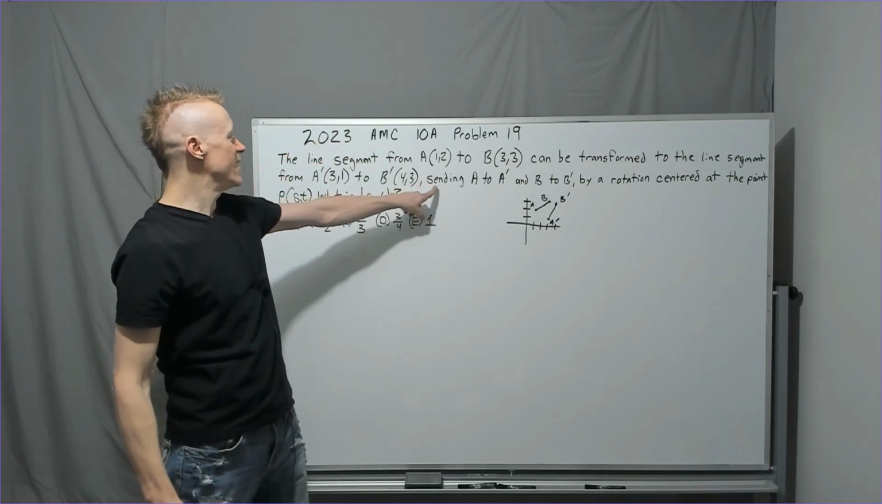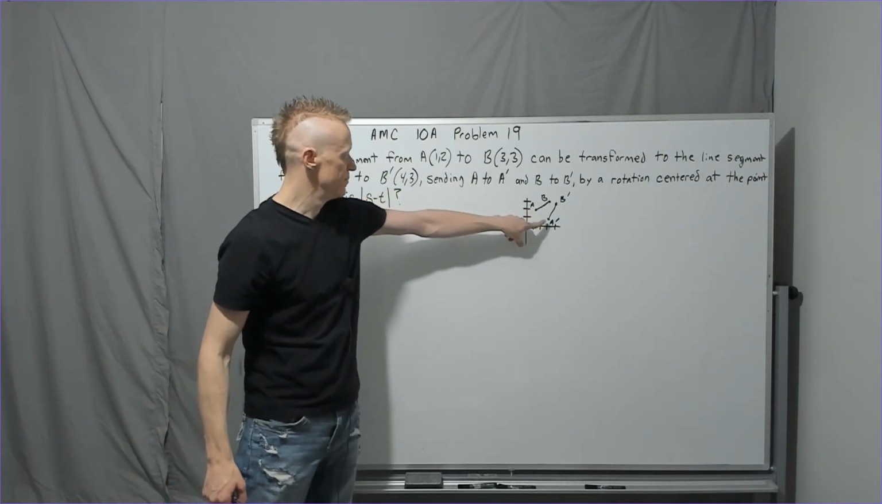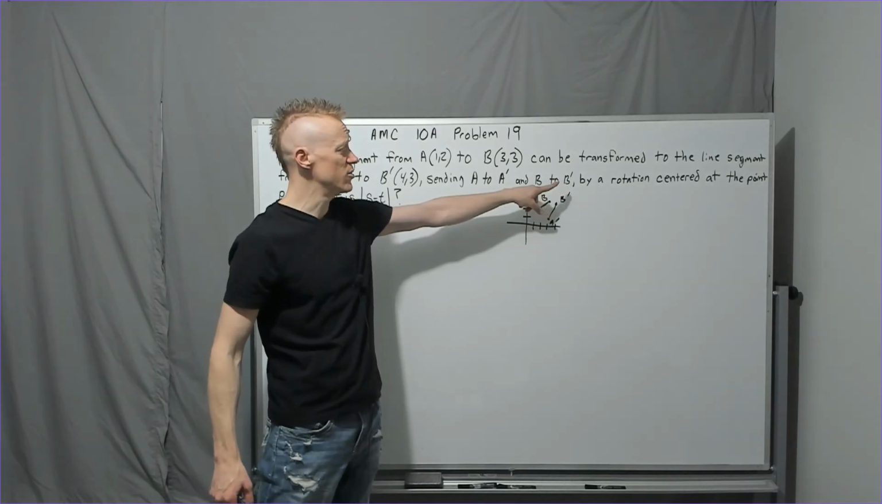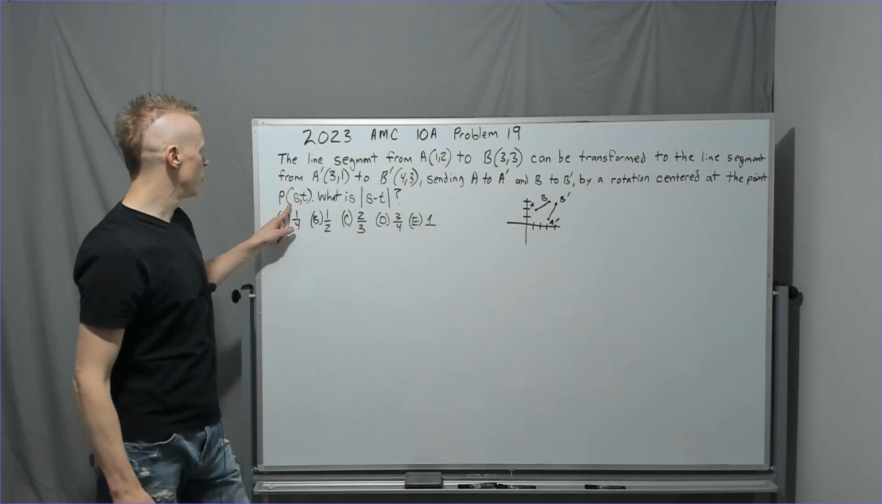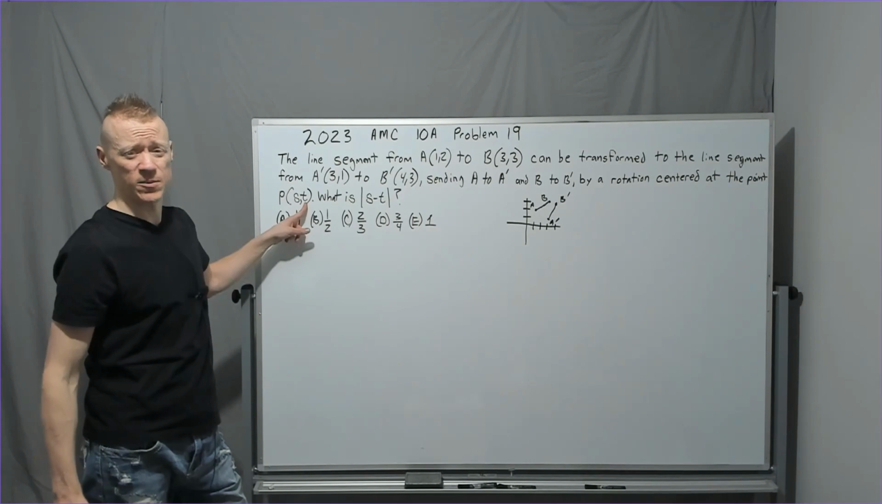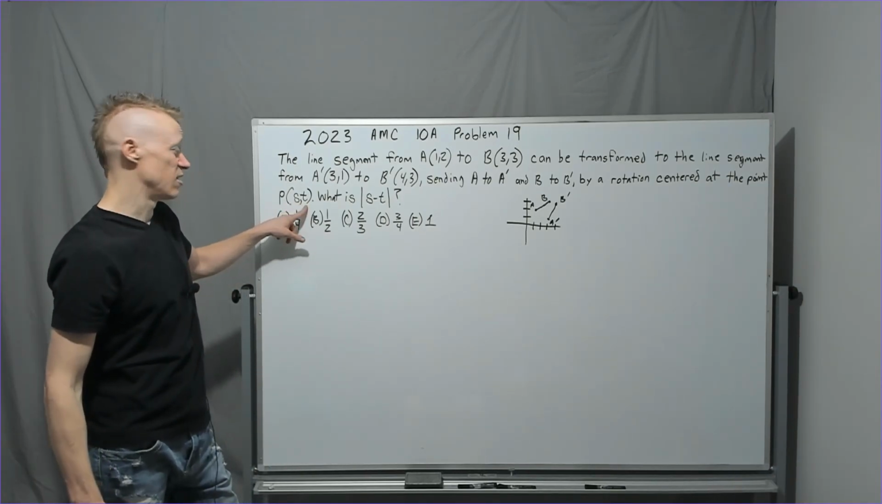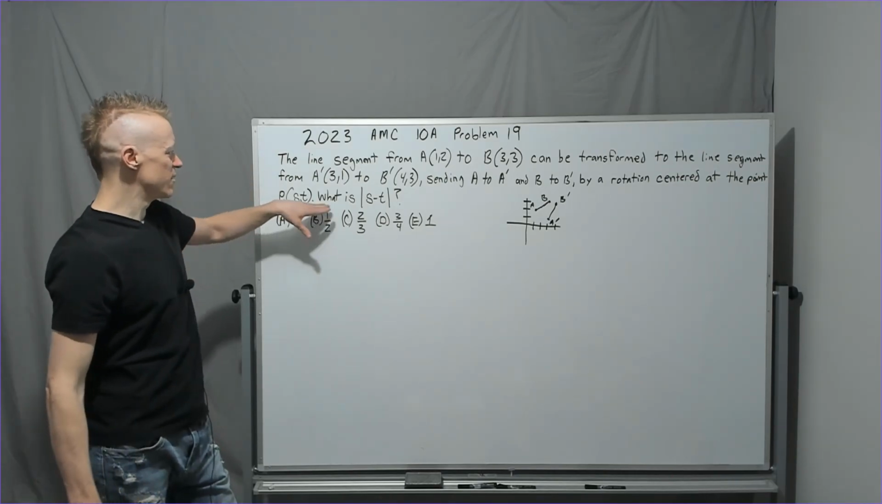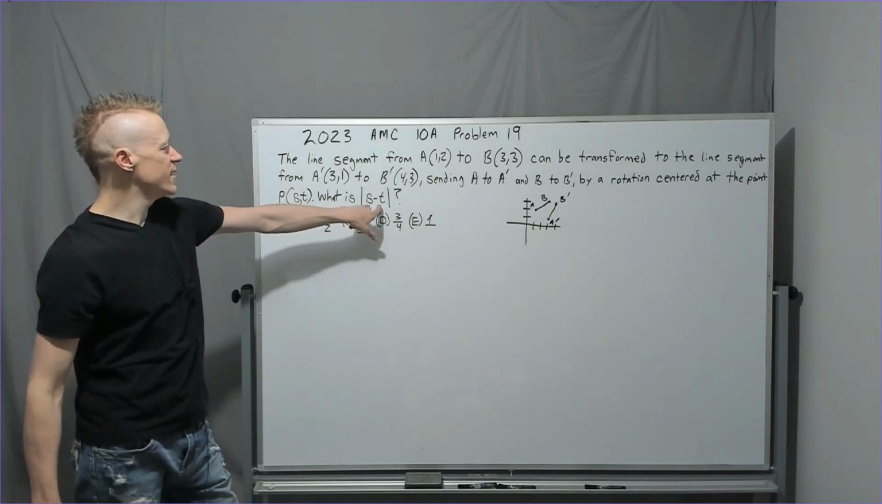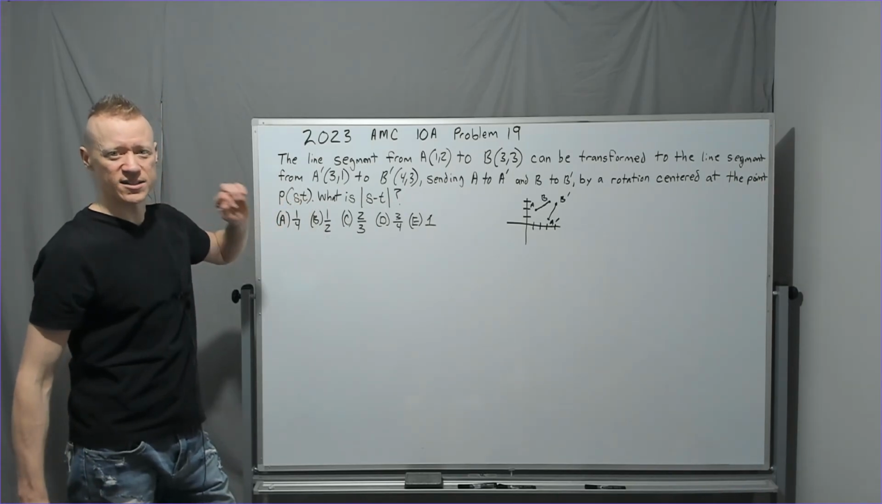Next, sending A to A prime and B to B prime by a rotation centered at the point P(S,T), which I would never use because S looks like 5 and I don't like that. So I'll probably just call it XY when I do it. And that's what I did on my paper as well. What is the positive difference in the coordinates of that point?